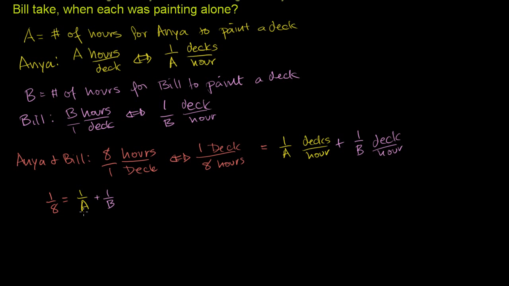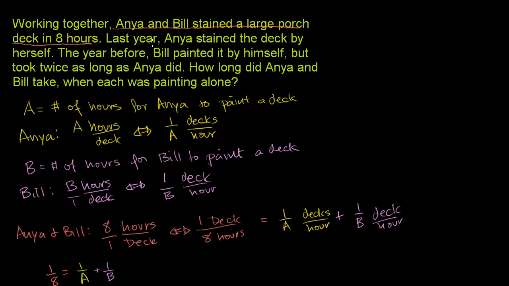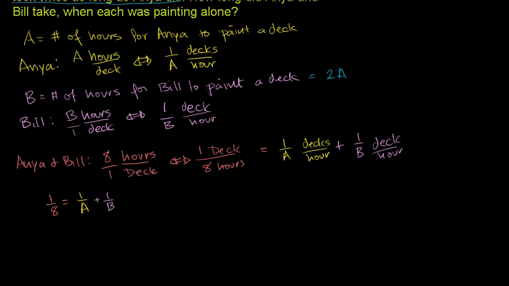Now, we have two unknowns, so we need another equation if we're going to solve these. It tells us right here, the year before Bill painted it by himself, but took twice as long as Anya did. So the number of hours it takes Bill to paint the deck is twice as long as the number of hours it takes Anya to paint a deck. So B is equal to 2A.